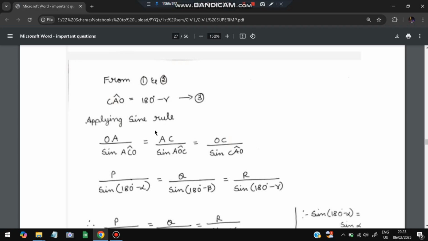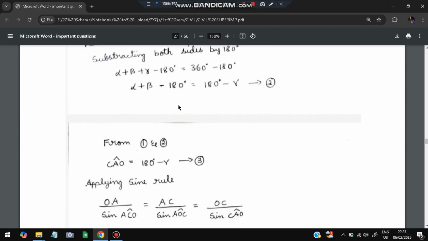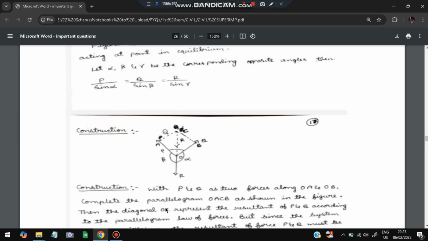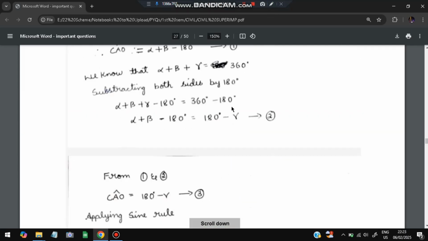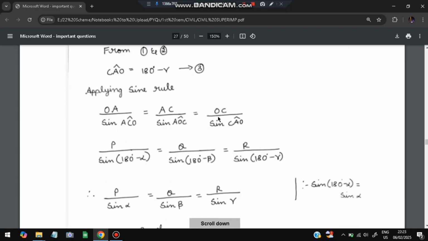Now applying the sine rule: OA by sine ACO. What is the sine rule? OA by sine of this angle is equivalent to AC by sine of this angle, which is equivalent to OC by sine of the third angle. So there are three things, and the ACO value is 180 minus alpha, AOC is 180 minus beta, and CAO is 180 minus gamma.